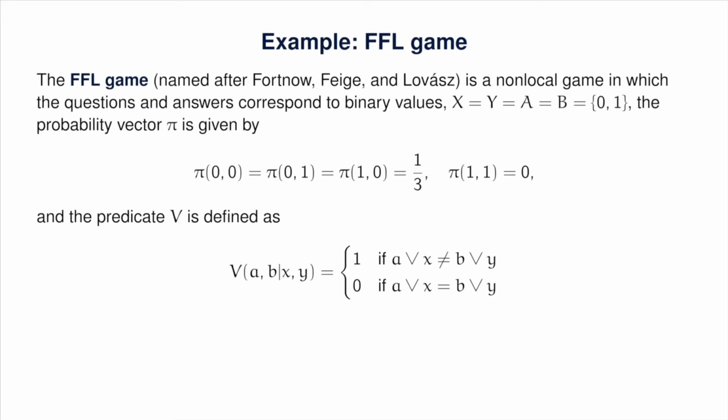Another example of a nonlocal game is the FFL game, named after Fortnow, Feige, and Lovász, and we'll see one reason why this game is particularly interesting in the next lecture. In this game, the questions and answers are again binary values, and this time the probability vector pi is uniform over the 3 possible question pairs 0,0, 0,1, and 1,0, so the referee will never ask the question pair 1,1. The predicate takes the value 1 if and only if the OR of a and x is different from the OR of b and y.